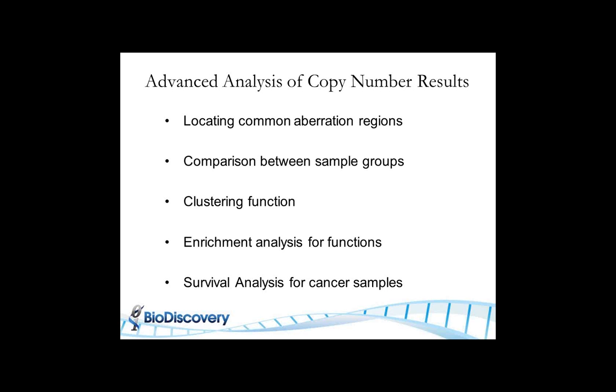You can also do enrichment analysis to find the functions for pathways, especially for research, depending on what kind of research you want to do. Those functions are all after you get the copy number results generated. The last one, at least here, is not a complete list, depending on really what you want to do with the results. For example, the survival analysis for cancer samples is one of the major analysis functions people doing cancer research use.